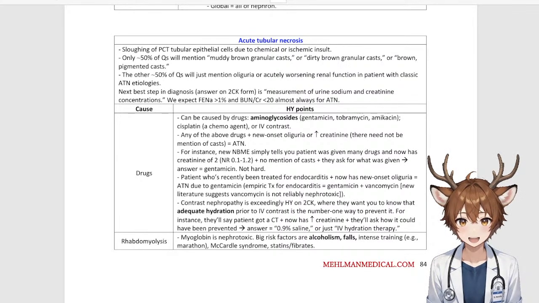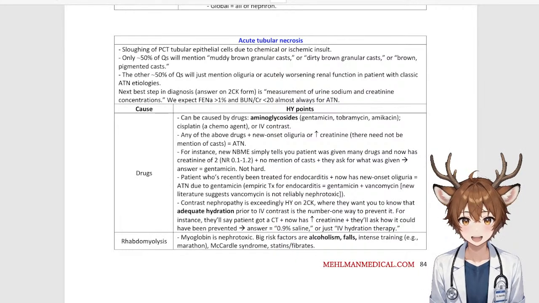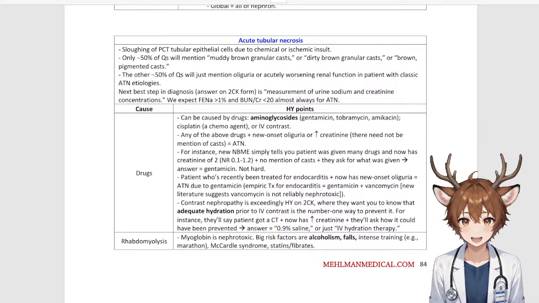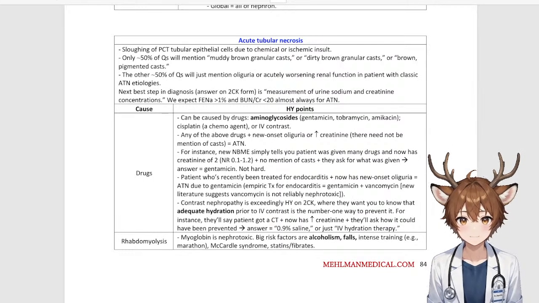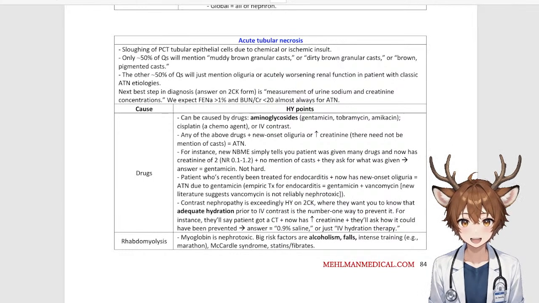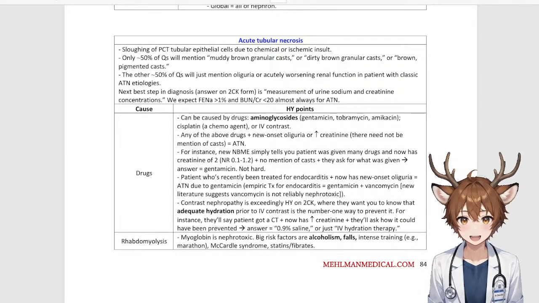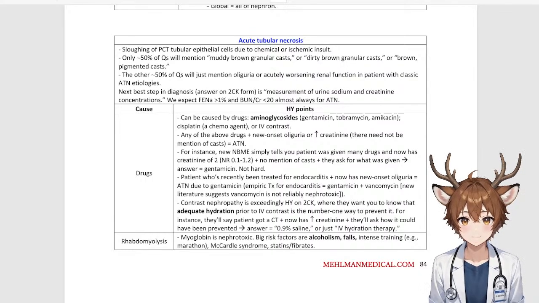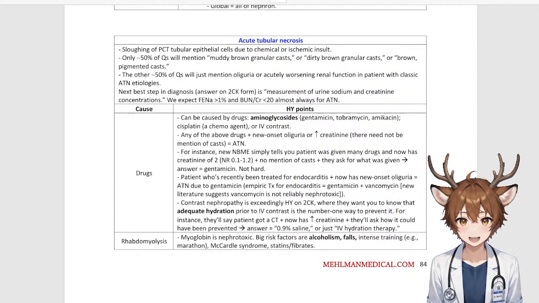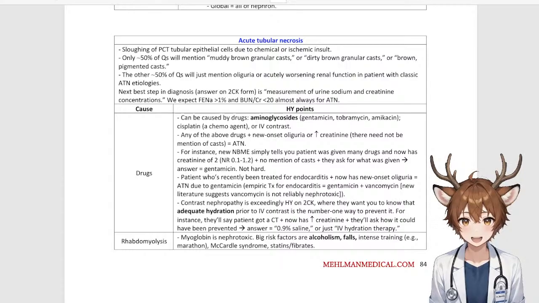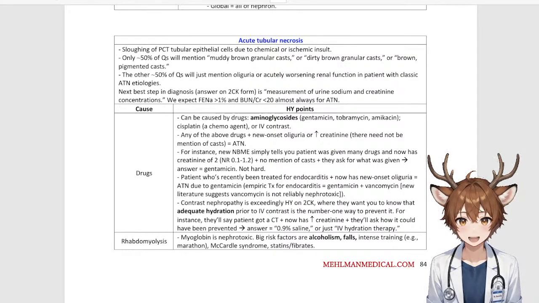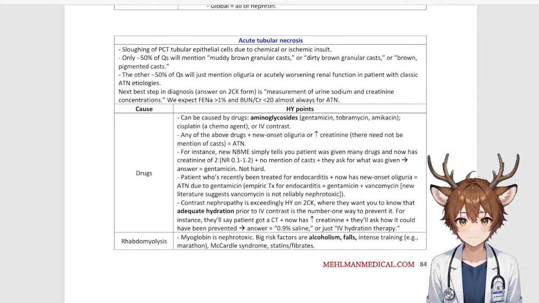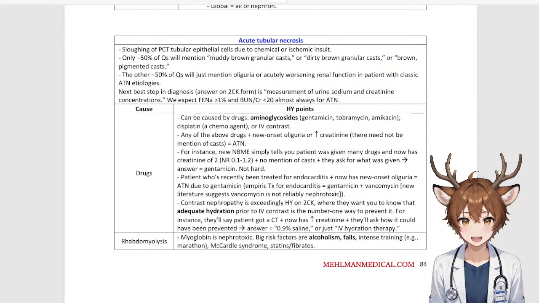Well, ATN can be caused by drugs: aminoglycosides, gentamicin, tobramycin, amikacin, cisplatin, a chemo agent, or IV contrast. Any of the above drugs plus new onset oliguria or elevated creatinine, need not be mention of casts, means you probably have ATN. For instance, a new NBME simply tells you the patient was given many drugs and now has a creatinine of 2, and our normal range would be 0.1 to 1.2. No mention of cast, plus they ask for what was given. The answer should be gentamicin, not hard.